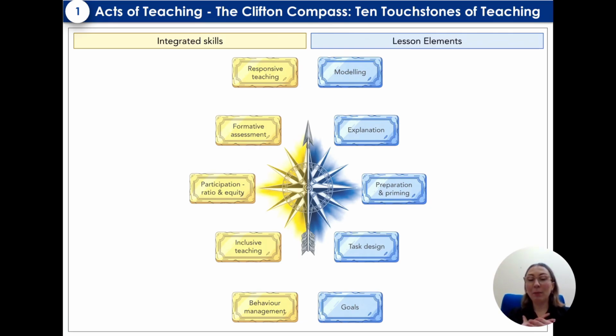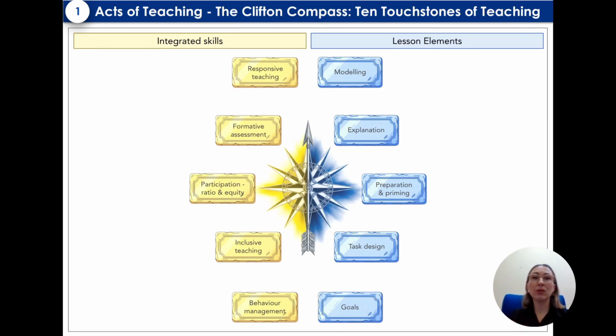Clifton, with myself and the T&L team, which is about 25 to 30 teachers across the school, across the college, have been working on this, which is our Clifton Compass, 10 touchstones of teaching. It's our categories of teaching acts that we want to see deployed effectively. We want to see teachers working on.